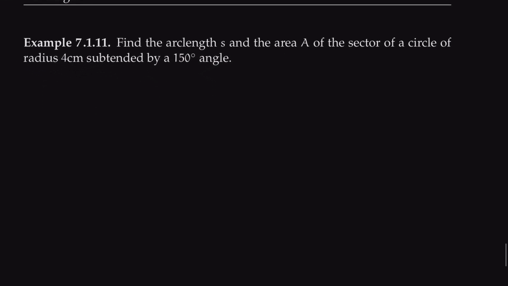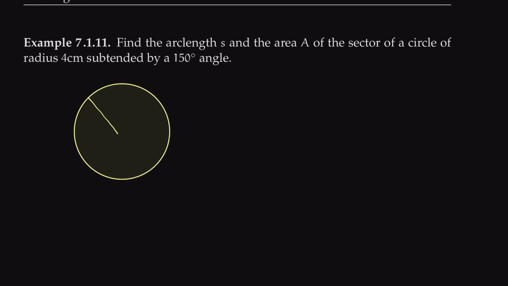So this says find the arc length S and the area A of the sector of a circle of radius 4 centimeters subtended by a 150 degree angle. So here we have our circle. We're given a 150 degree angle, which looks something like that. I don't know. But here, this is 150 degrees.